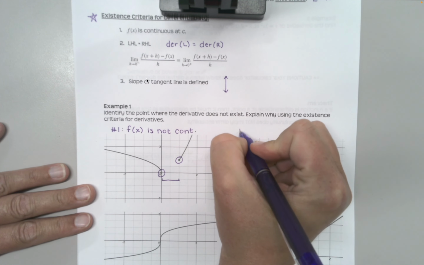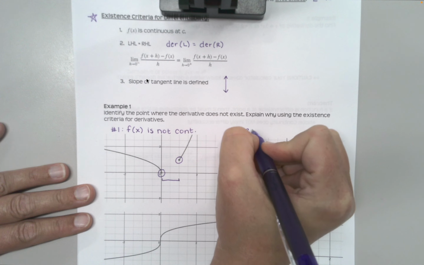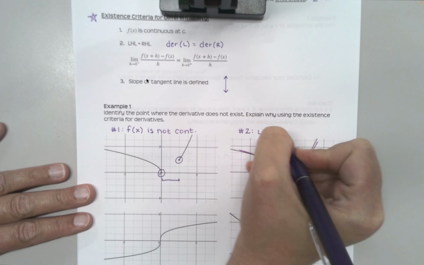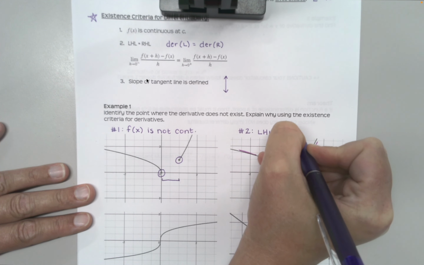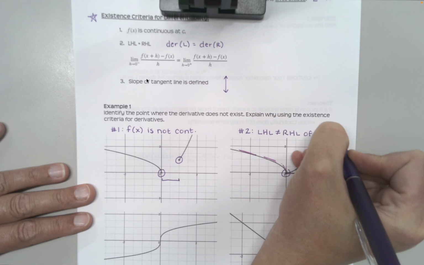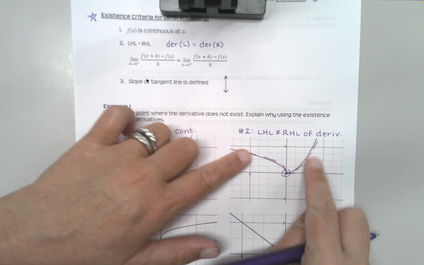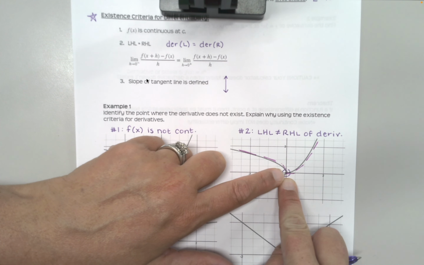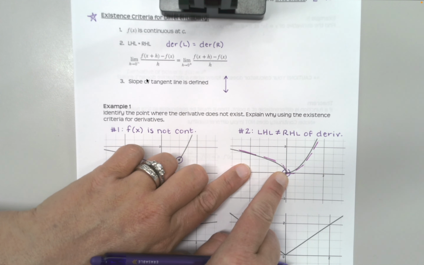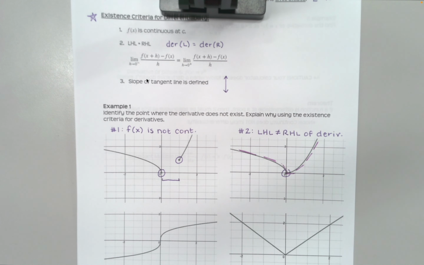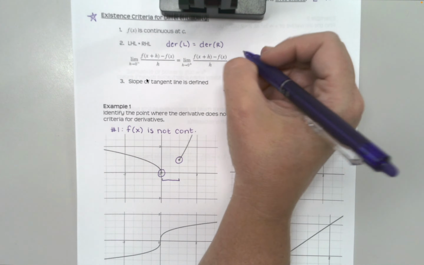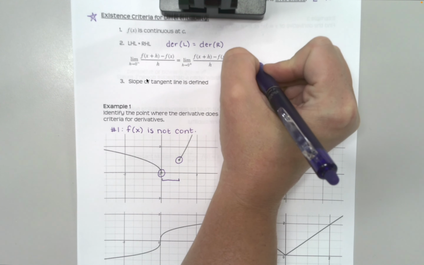So the issue here is number 2: the left-handed limit does not equal the right-handed limit of the derivative. And I keep saying that because the function itself would be fine. Both functions are approaching 0. But when I'm looking at the slopes here, this slope is not approaching 0 coming in from the left. Okay? And so that's what these are always going to look like. When your limits do not match, you're going to end up with some sort of sharp corner.